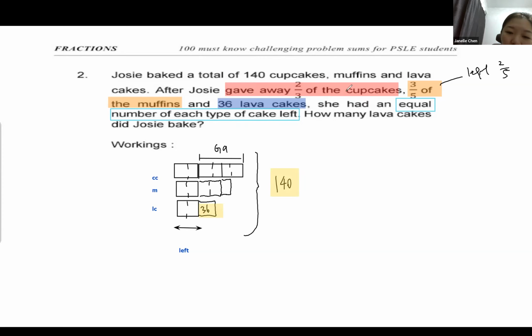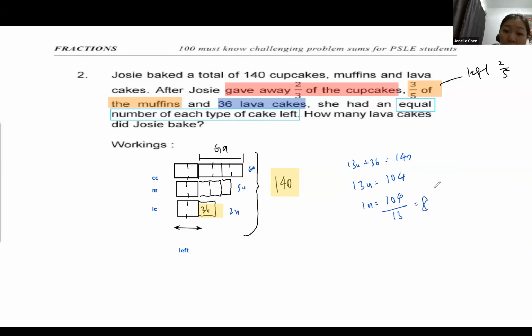So that will be the starting point. I will have 6 units for the cupcakes, 5 units for muffins, and 2 units for the lava cake. So total here is 13 units plus 36 equals 140. Right, so 13 units is actually equal to 104. So can you quickly help me count, 104 divided by 13 is equal to how much? Yes, good. So 104 divided by 13, we get 8.